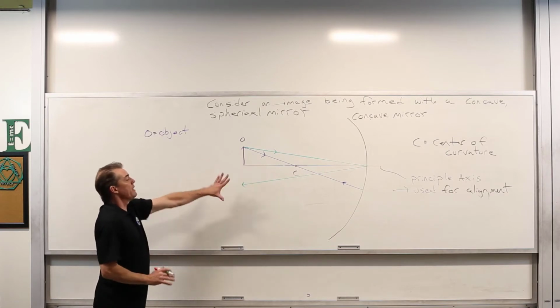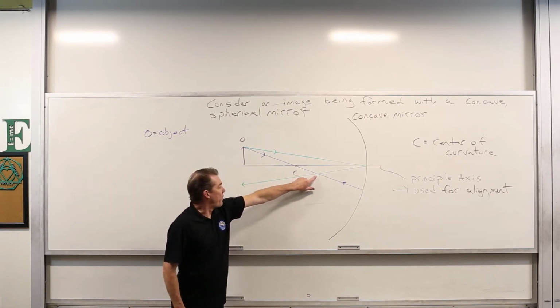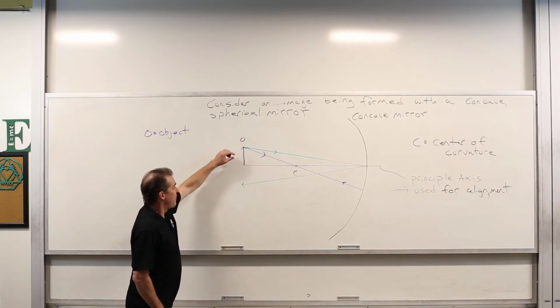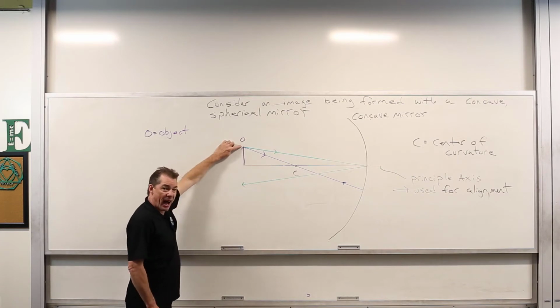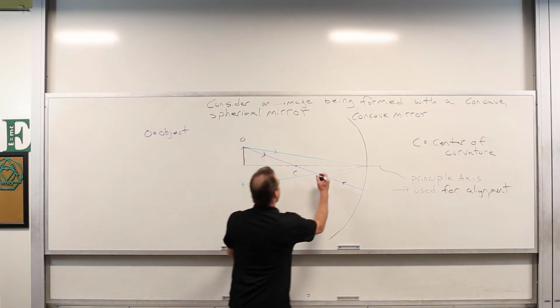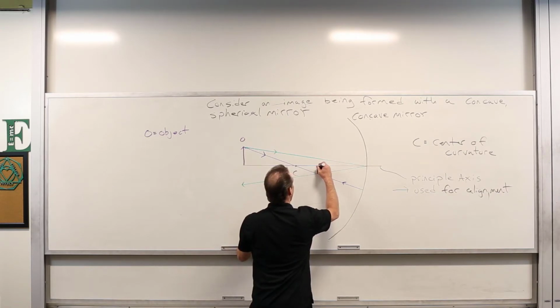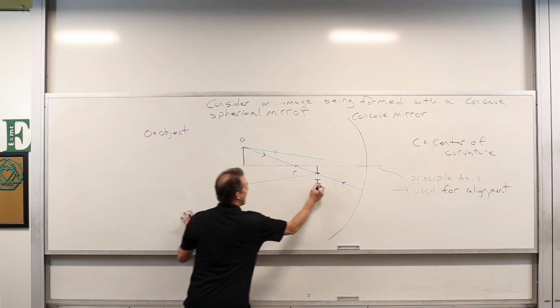So we've got these two rays intersecting right here. That means that is where the image of the tip of this object is located. Everything else will translate back to the principal axis this way, and there is our image, I.